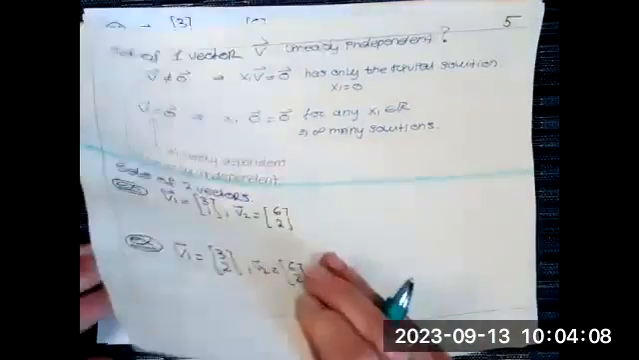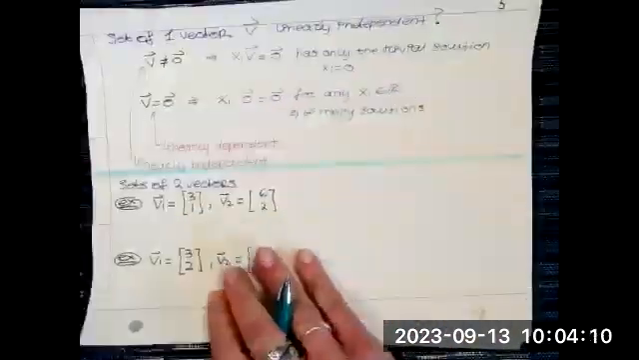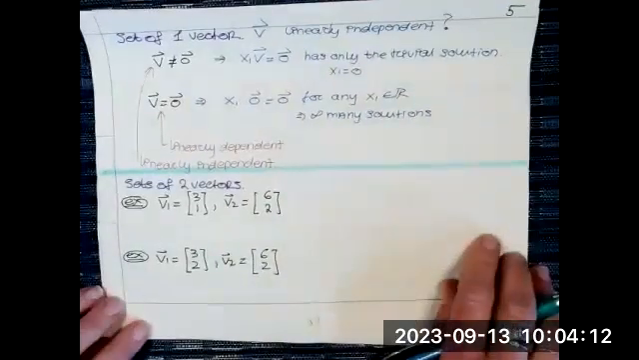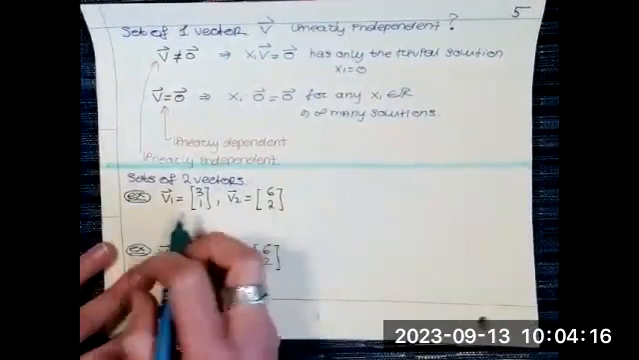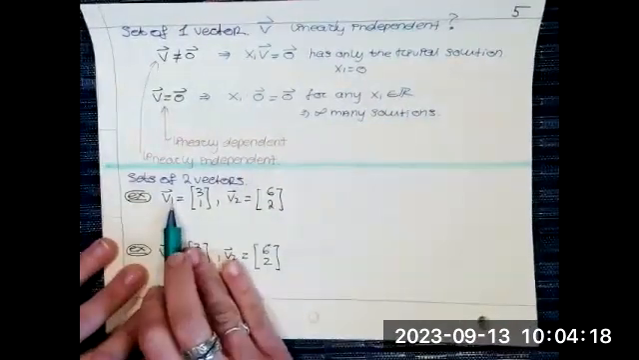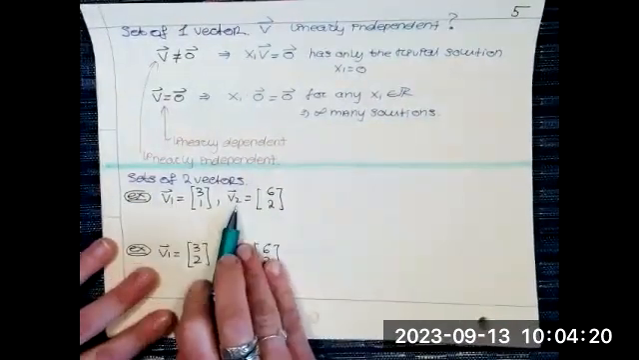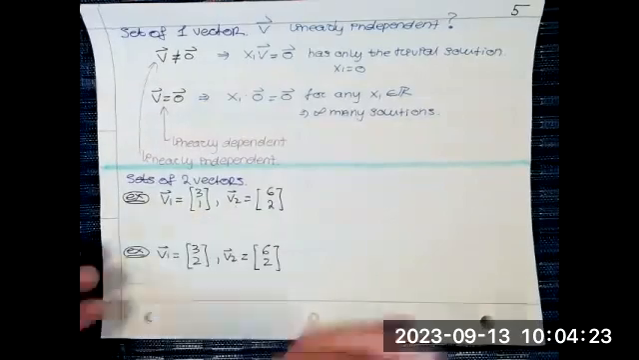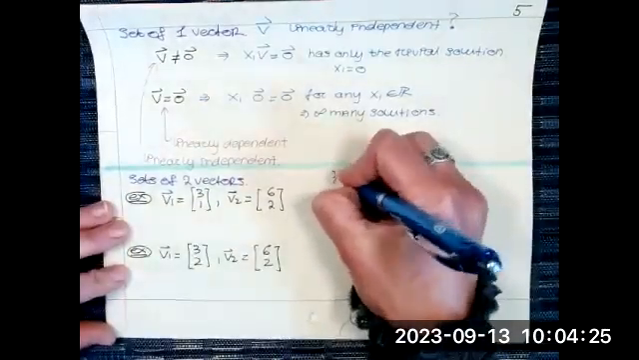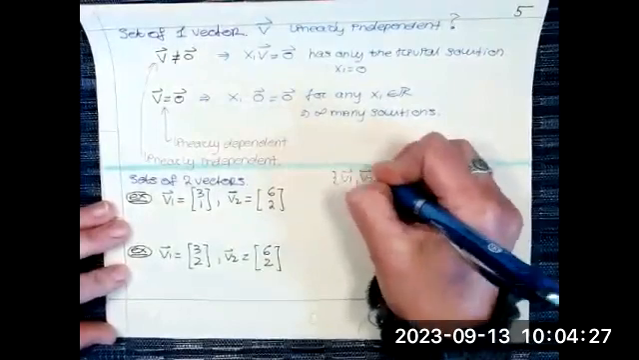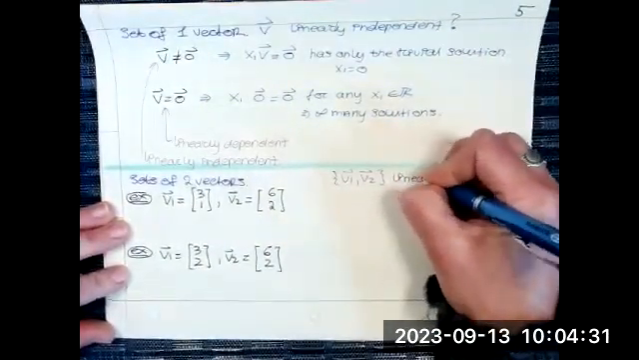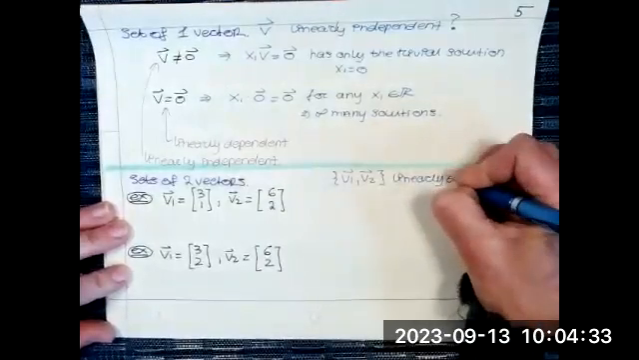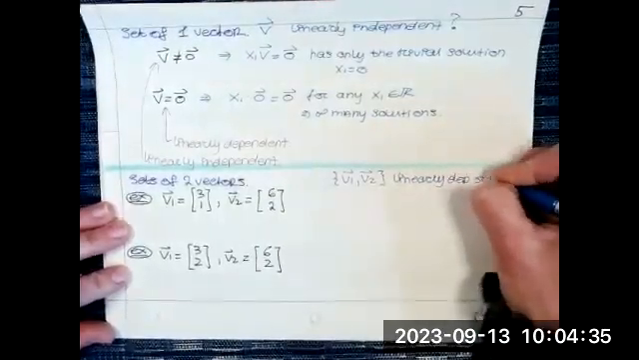So what about if I have now two vectors in my set? We'll do this by example. In this example, I have v1 and v2, two vectors. And I want to determine if the set of those two vectors, v1 and v2, is linearly dependent or independent.